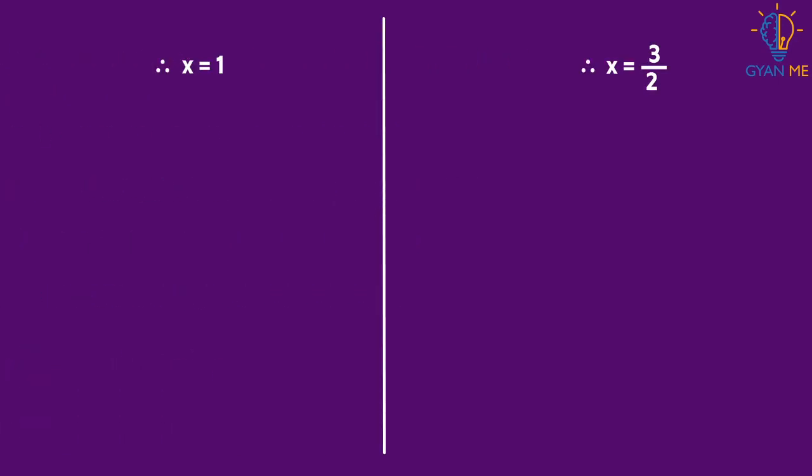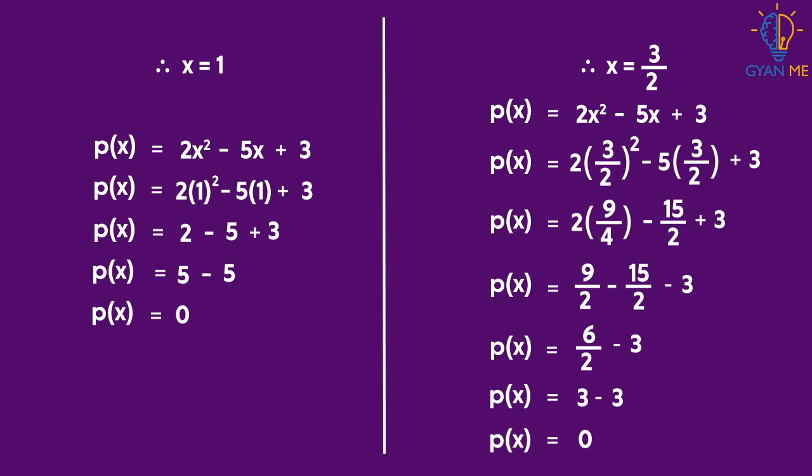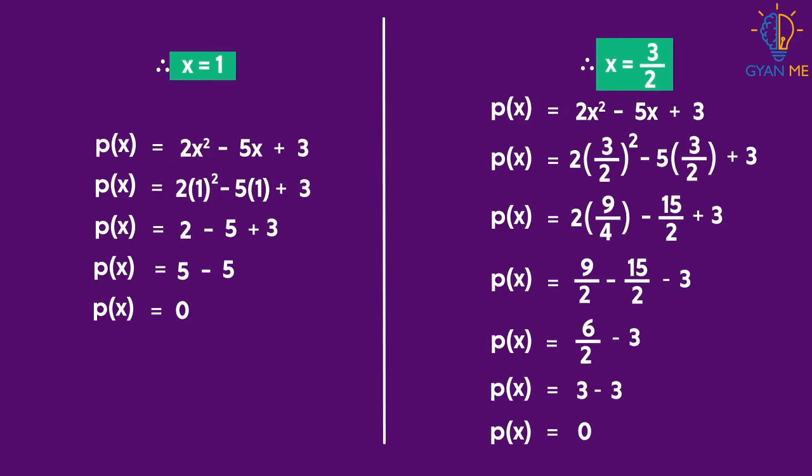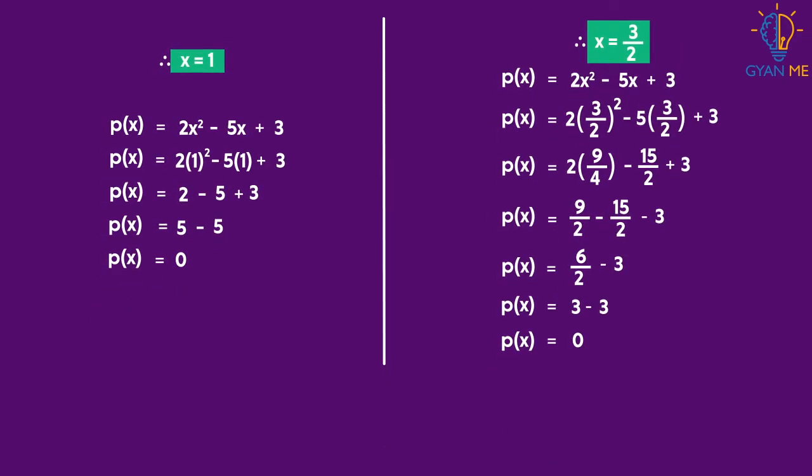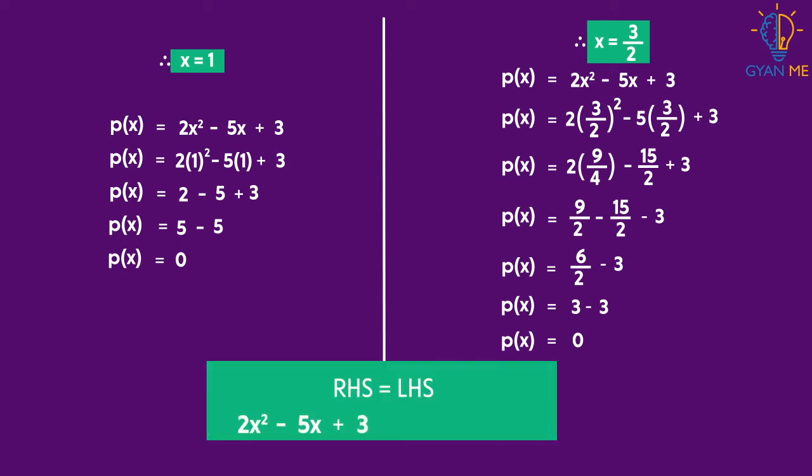Now students, you can verify this answer by putting x equal to 1 and 3 by 2 individually in the equation. You will see that both times RHS becomes equal to LHS. That is, the value of this polynomial expression becomes 0.